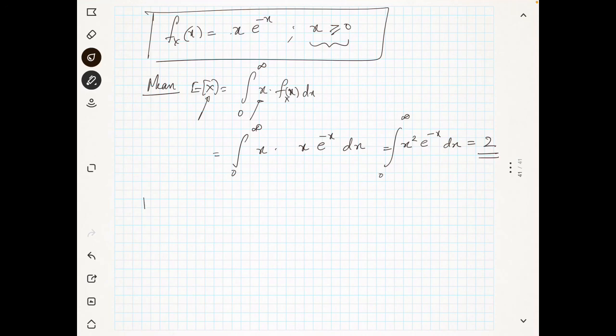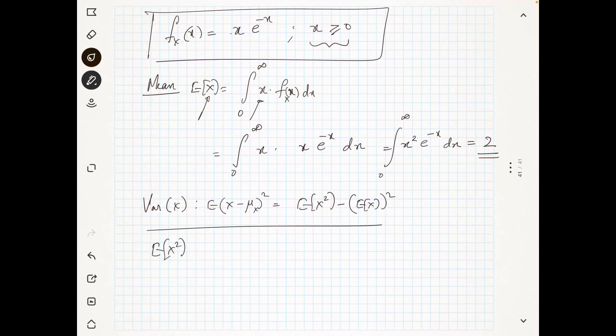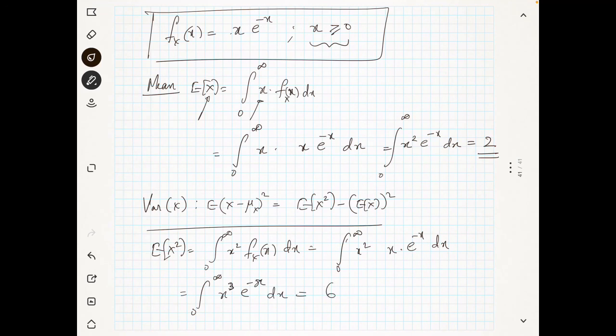Now you will have to find the variance of x. Variance of x is nothing but expected value of x minus mu x the whole square, which is nothing but expected value of x square minus expected value of x the whole square. So we will first find expected value of x square. It is nothing but integral 0 to infinity x square into fx of x dx, and fx is x into e power minus x, so this is integral 0 to infinity x cube into e power minus x dx. So you will get this answer as 6.